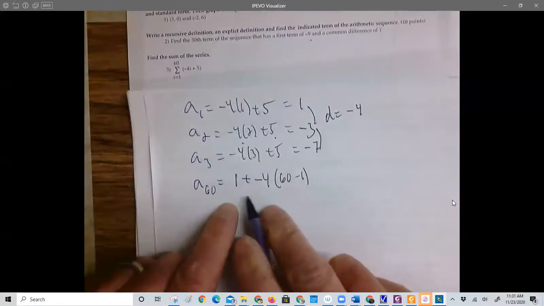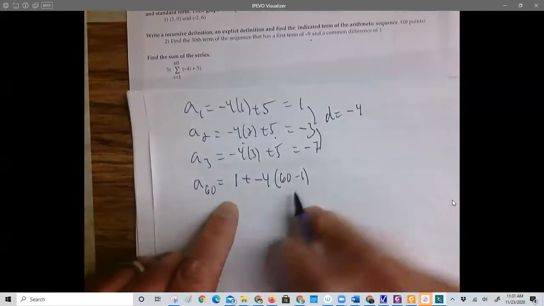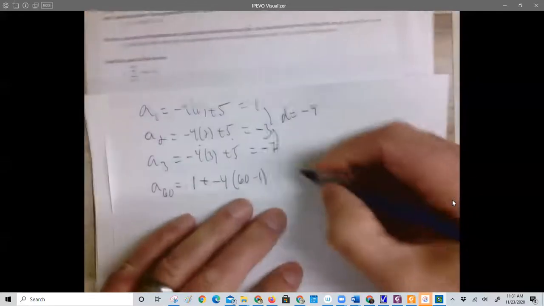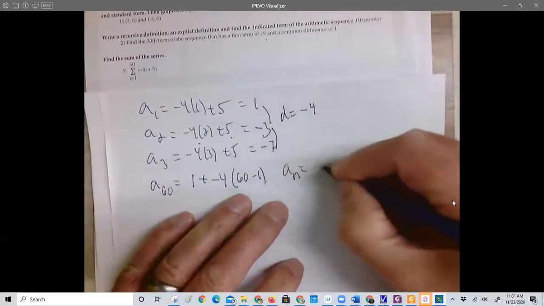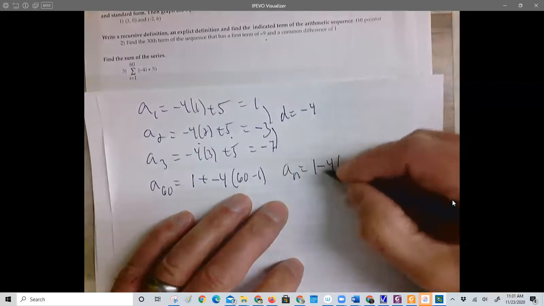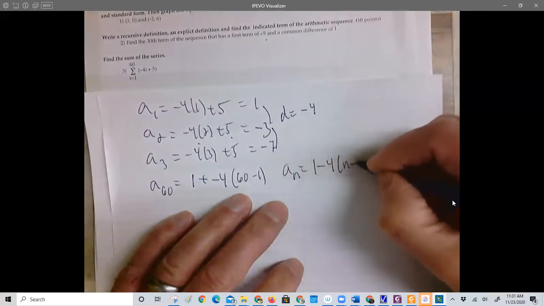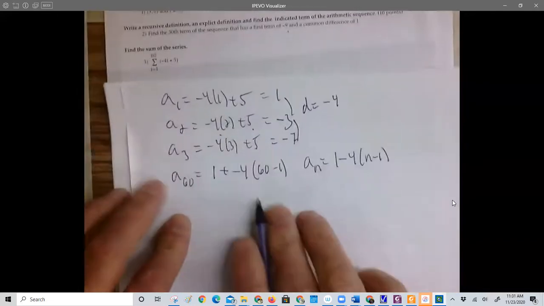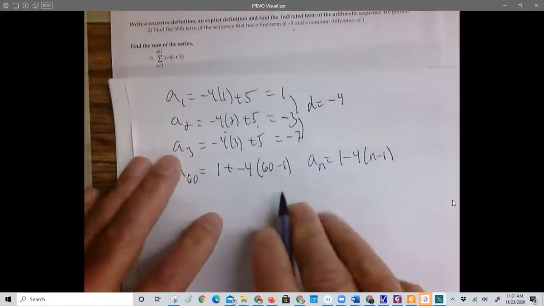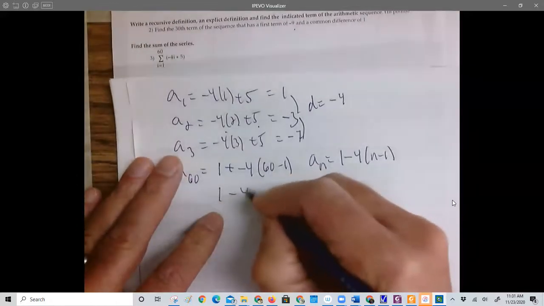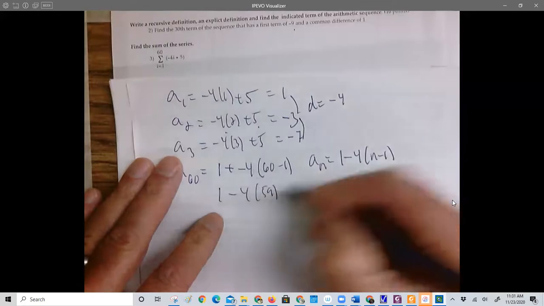See, I just wrote, see how I wrote that explicit formula right there without having to write it out? I mean, maybe I should write it out. A sub n equals the first term plus the common difference times n minus 1. And I just substituted in 60 for the n. So 1 minus 4 times 59.